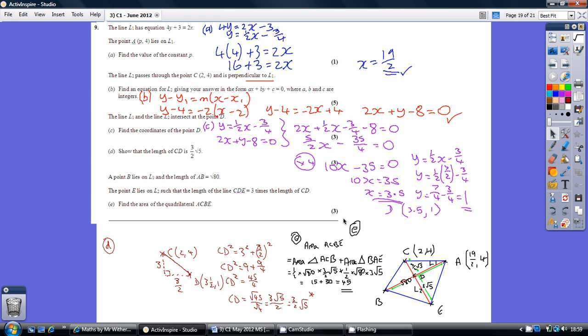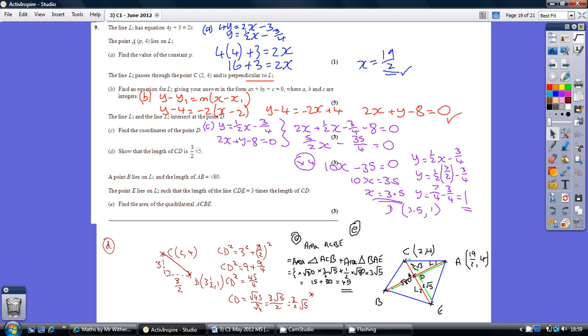Now E is very tricky. I think the best thing to do is just plot your points A and C, and then we know that D is the intersect of the two lines L1 and L2, so just pop in those red lines, making it about 90 degrees, and then B and E just pop down anywhere, just so you get some sort of sketch. We don't know those coordinates.